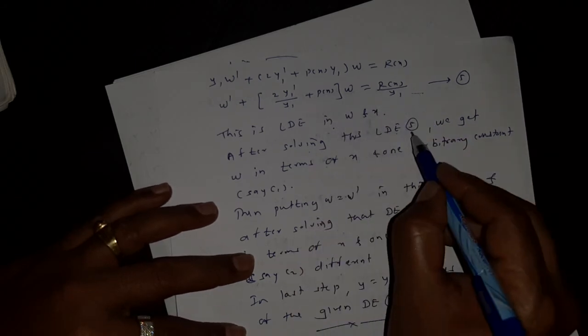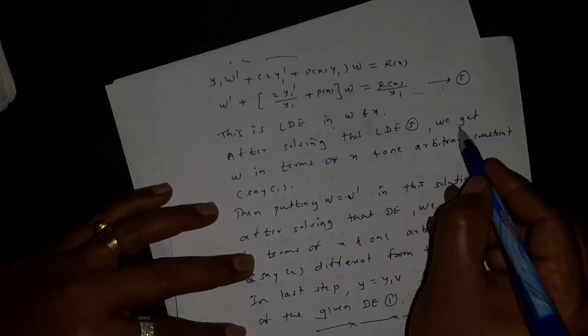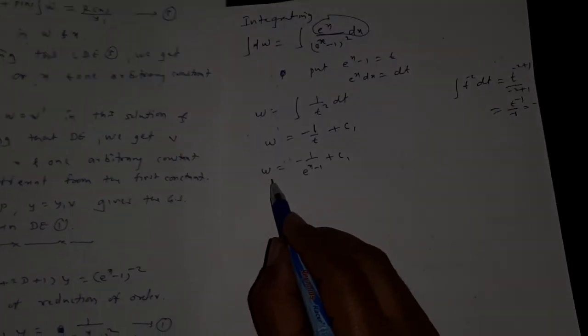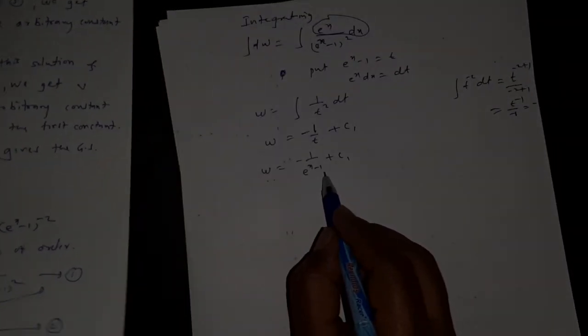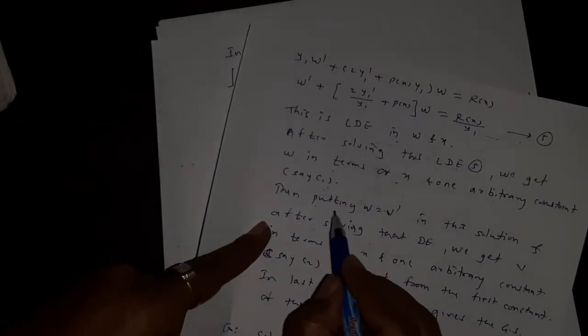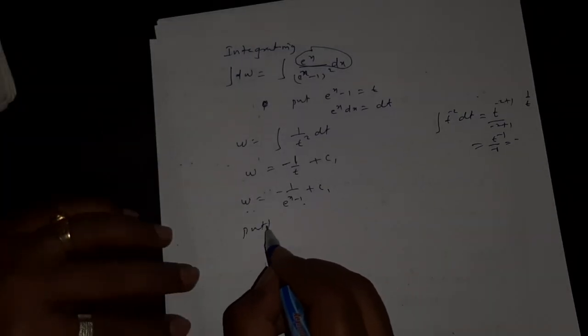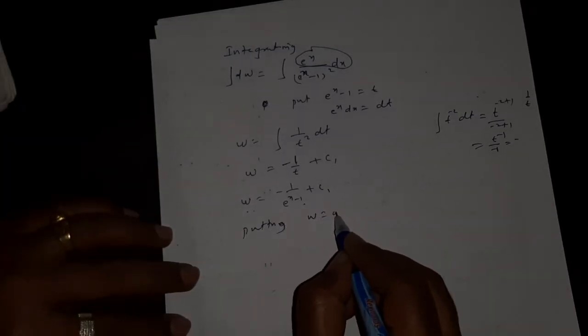So after solving this equation, what do we get? We get w in terms of x and 1 arbitrary constant c1. So here what we have? w in terms of x and 1 arbitrary constant. Then what is the next step? Then putting w is equal to v dash.